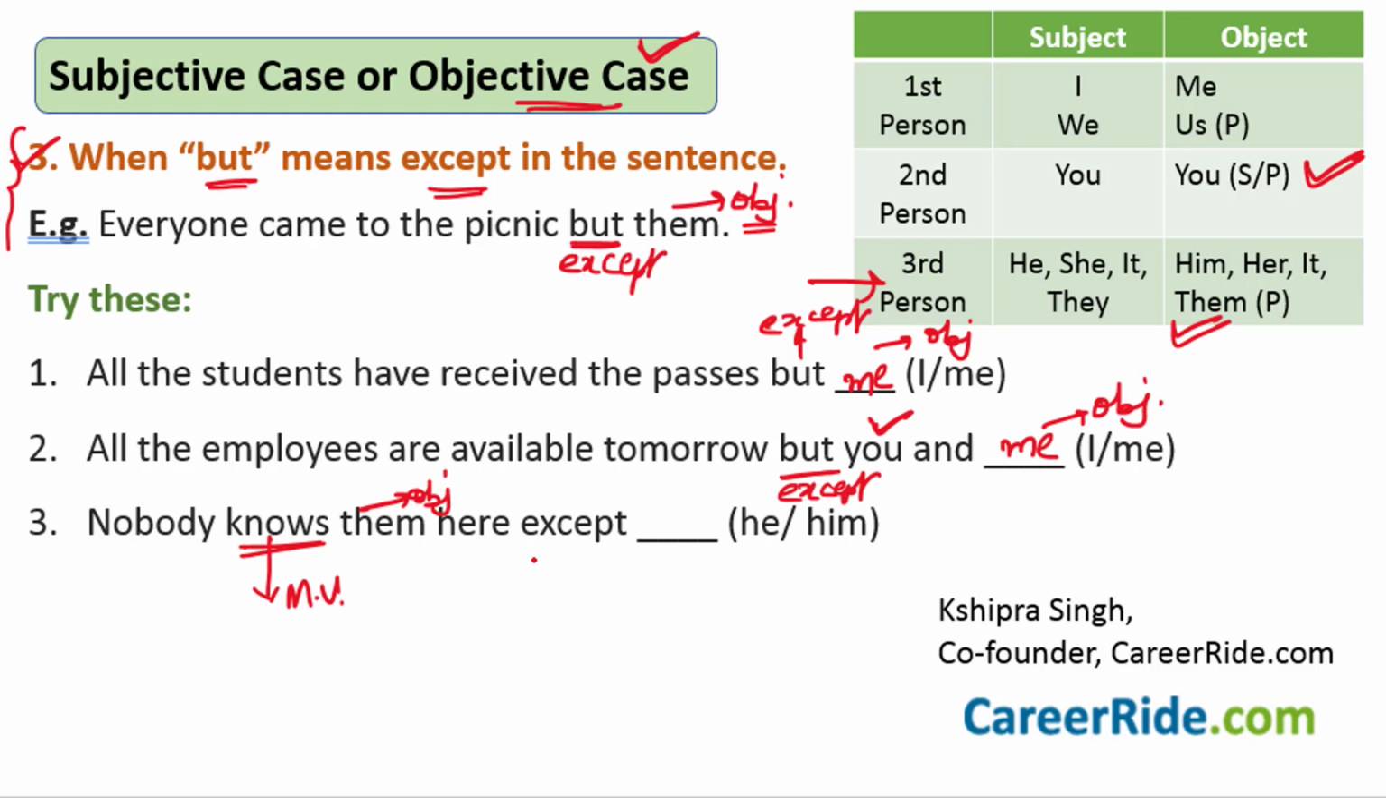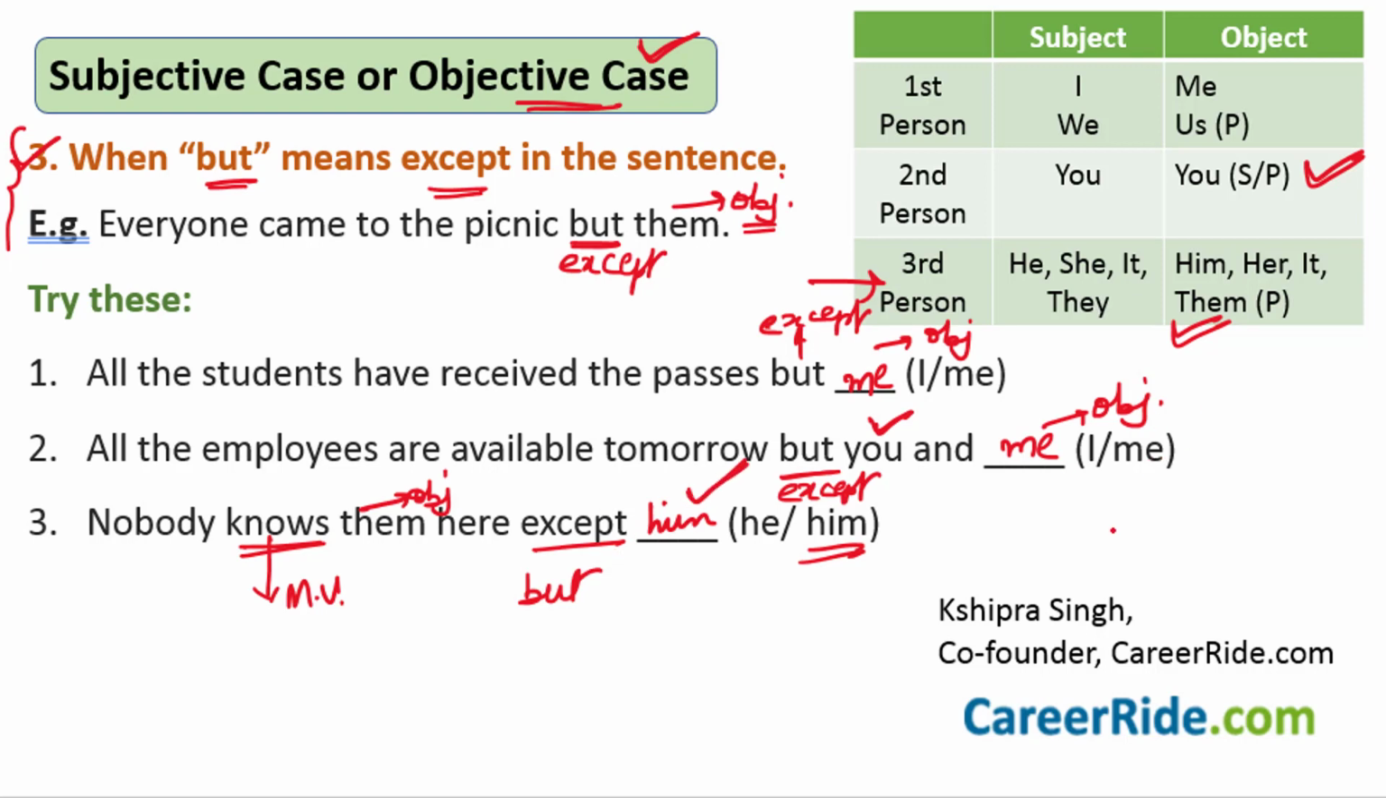Nobody knows them here except. Now except here means but. Except whom? Except third person, pronoun, objective case, him. Nobody knows them, them here except him is what you should say, right?